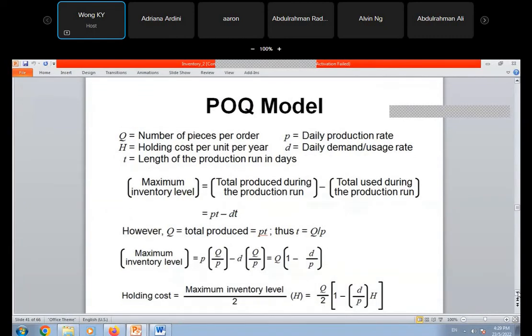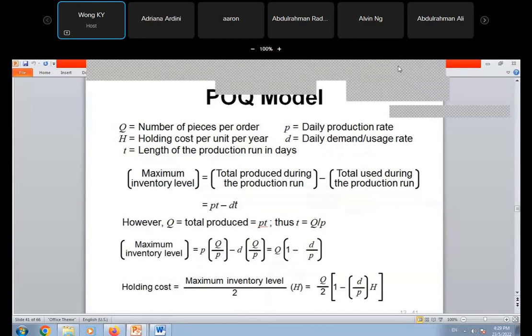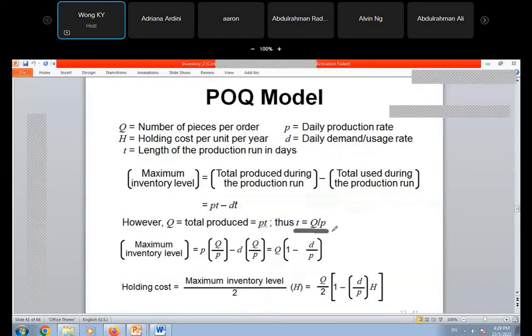As I explained just now, Q, the number of units produced, is equal to P times T. Q is the total produced, which is P times T. In other words, T is equal to Q per P, because Q is P times T. If we substitute this into this equation, we get P times Q per P minus D times Q per P. If we rearrange this, we will get this formula as the maximum inventory level.